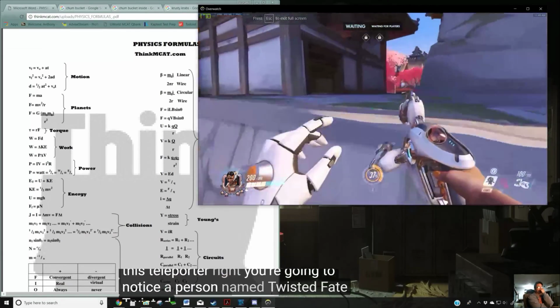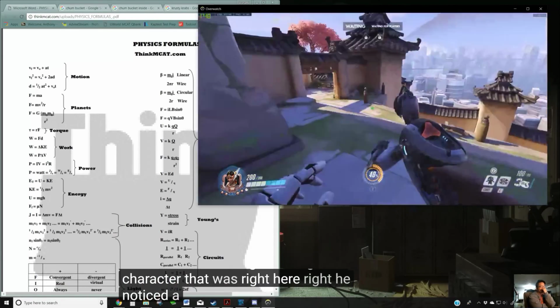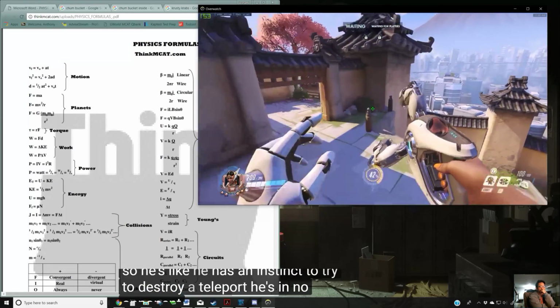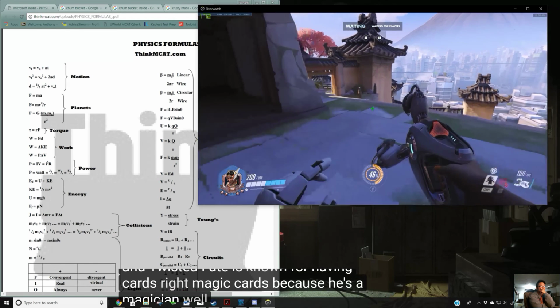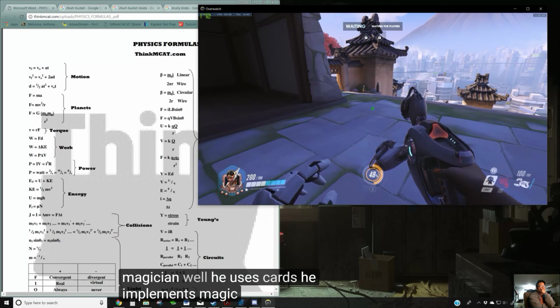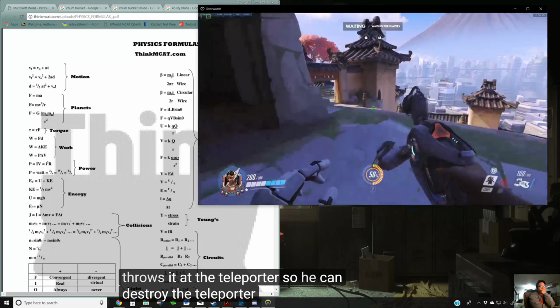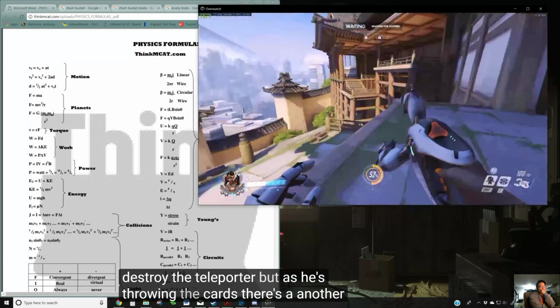You're going to notice a person named Twisted Fate. Twisted Fate is a League of Legends character that was right here, right? He noticed the teleporter over there. So he has an instinct to try to destroy the teleporter. He's on the opponent team, right? He's trying to destroy the teleporter, right? He's like, whoa! And Twisted Fate is known for having cards, like magic cards, because he's a magician. He implements magic into his cards and throws them at the teleporter so he can destroy it. But as he's throwing the cards, there's another person named Genji over here, right?